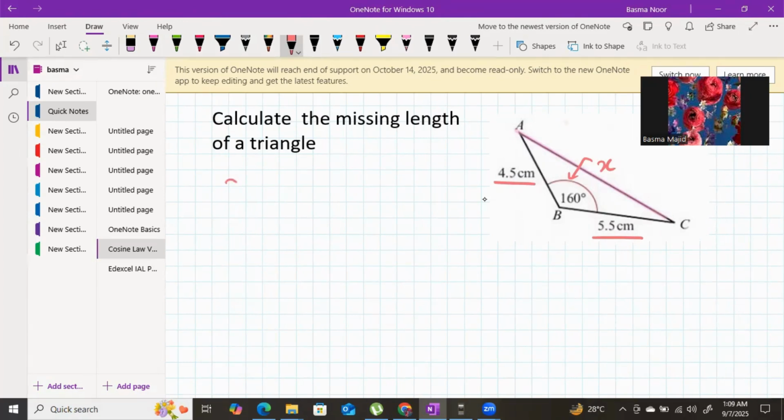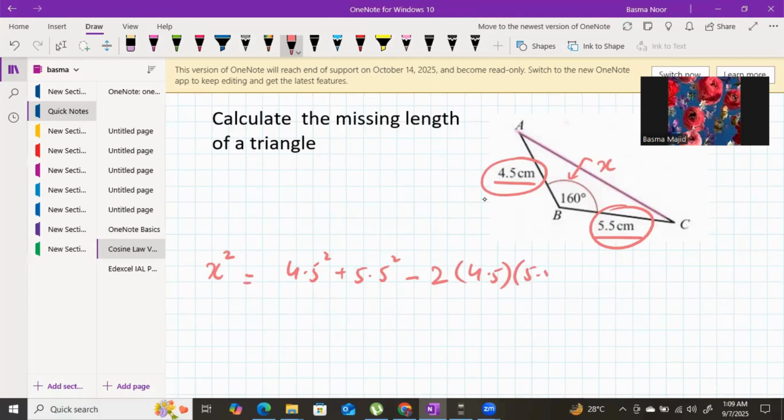I'm going to keep my missing side, which is X, so the square of X equals the sum of the squares of the other two sides, which are 4.5 and 5.5, so 4.5 squared plus 5.5 squared. Let me write it down, I don't have enough space. So x squared equals 4.5 squared plus 5.5 squared minus 2 times the other two lengths, which is 4.5 again and 5.5, and then cosine of the angle opposite to the missing side.